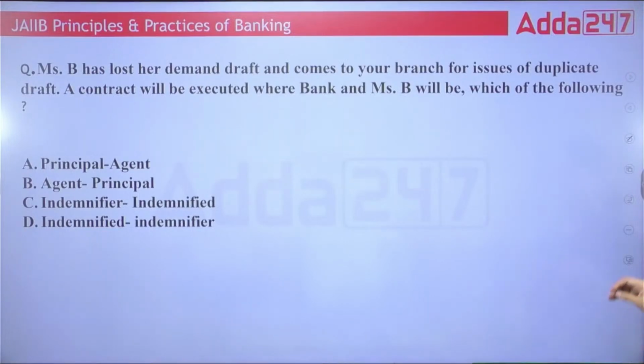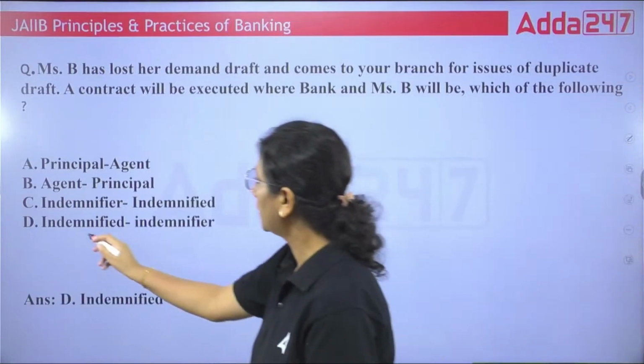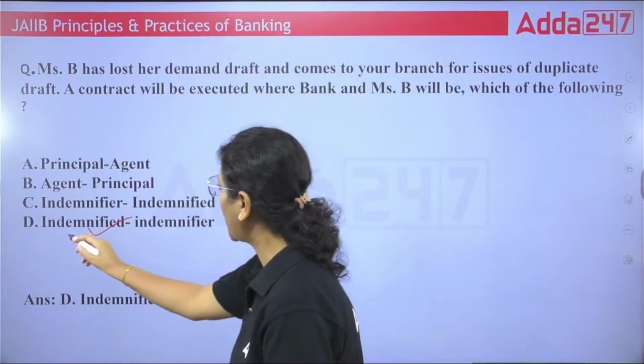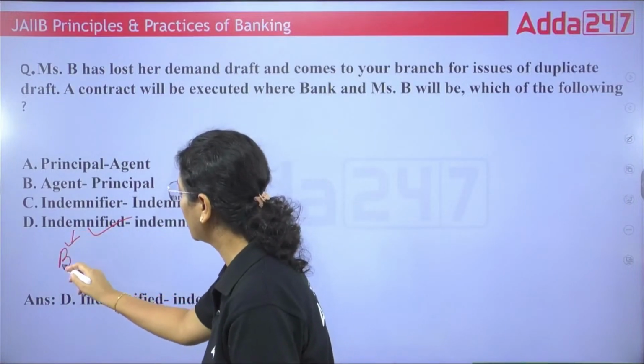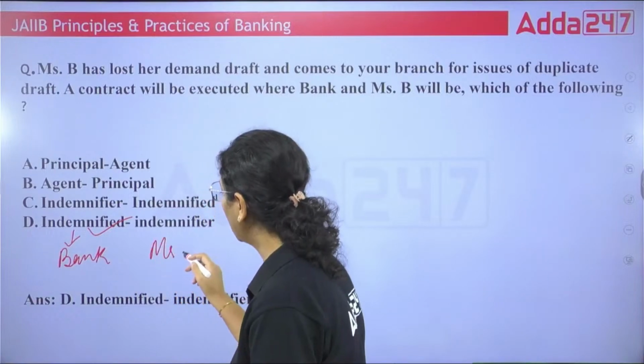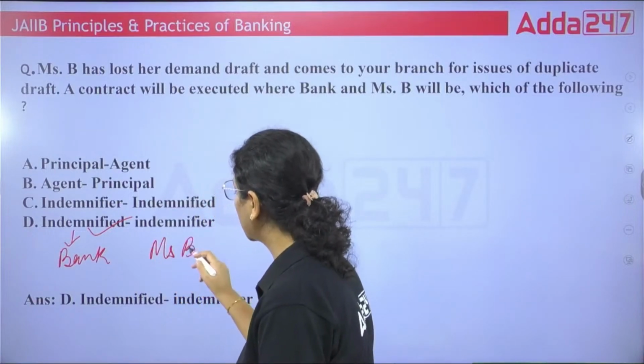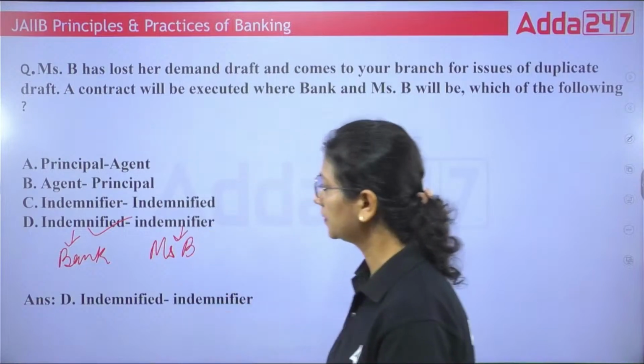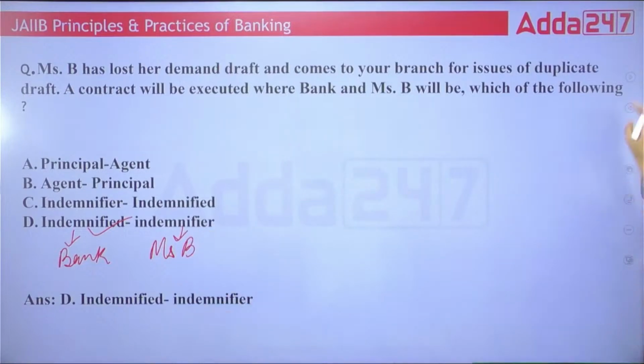That will be indemnified and indemnifier. The answer will be D. Bank will be indemnified and Miss B, who is the customer, will be the indemnifier.